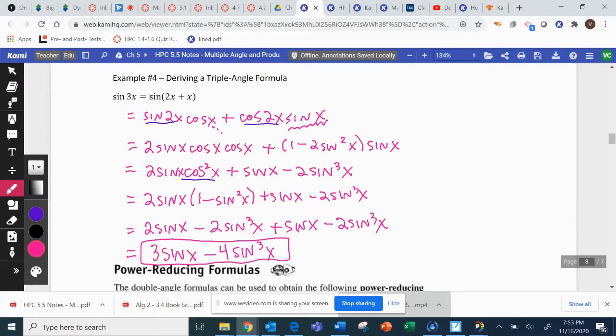So we just derived a triple angle formula, and really if we could get a triple angle formula, we could probably get any kind of angle formula that we want by just using the same process.